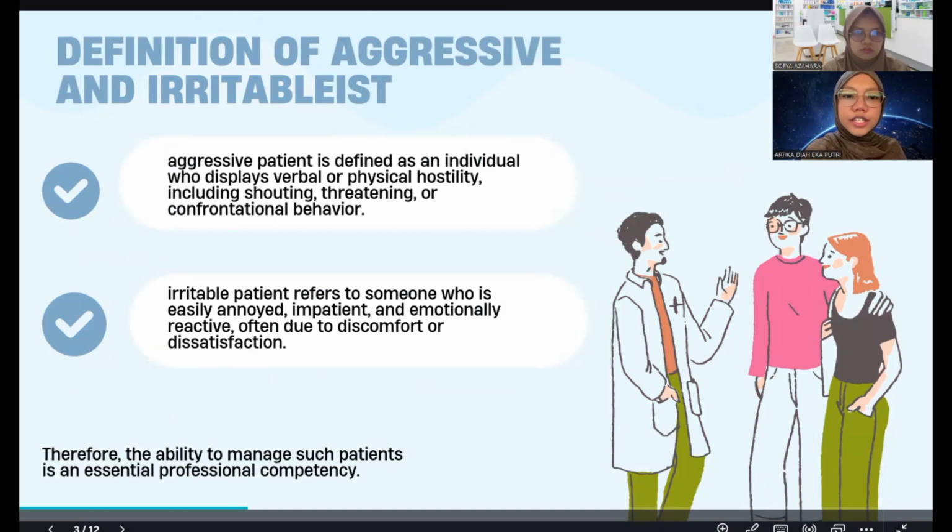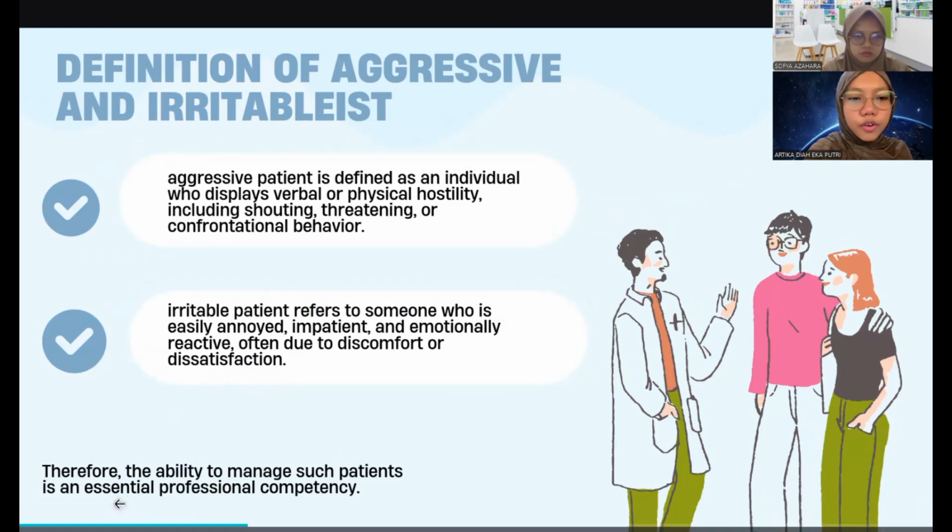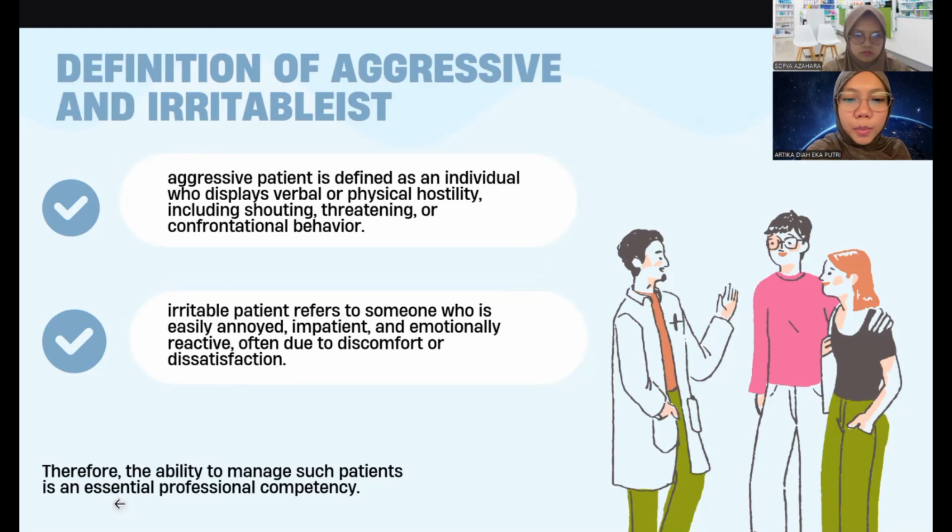Next is the definition of aggressive and irritable. An aggressive patient is defined as an individual who displays verbal or physical hostility, including shouting, threatening, or confrontational behavior. And an irritable patient refers to someone who is easily annoyed, impatient, and emotionally reactive, often due to discomfort or dissatisfaction.